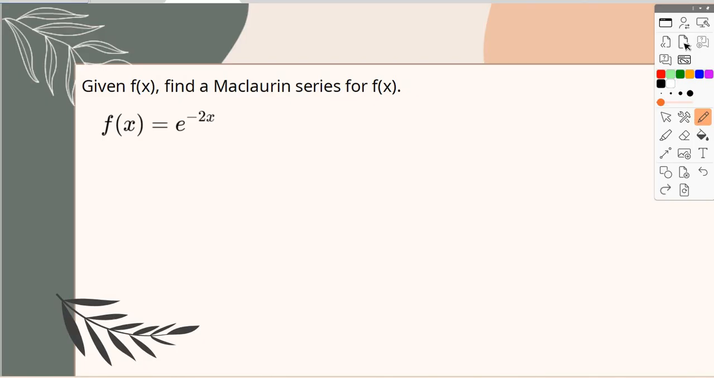So I have f of x equals e to the negative 2x. So again, we're talking about manipulating series that I already know. What's one of our special series that we're supposed to know? e to the x. Does that look similar to e to the x? Yes. Okay. What is our e to the x as a series? x to the n over n factorial, from n equals 0 to infinity.